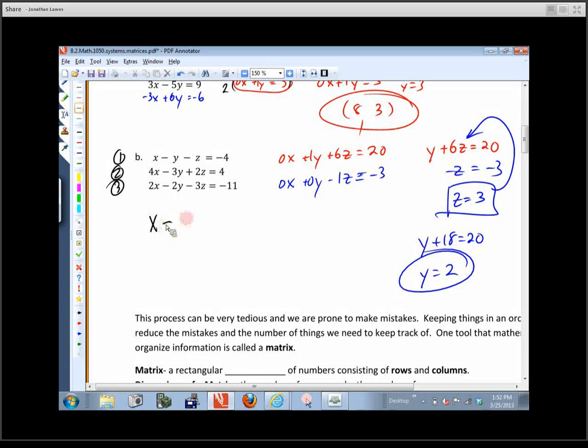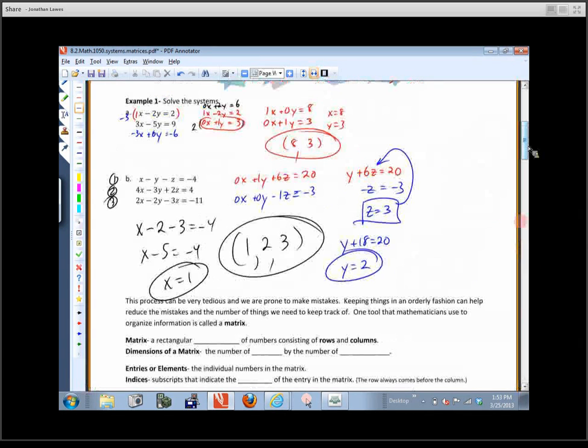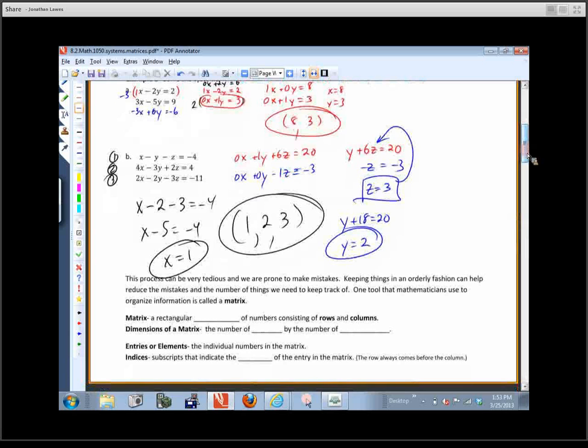So this is going to be x minus 2 minus 3 equals negative 4. So this is x minus 5 equals negative 4. So x equals 1. And the answer is? Write it down as an ordered triple. 1, 2, 3. Okay? Any questions? Okay. So, no, it should be okay.